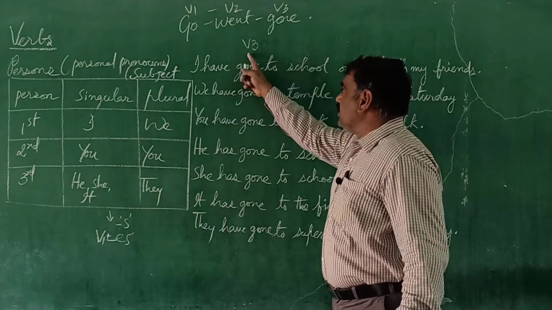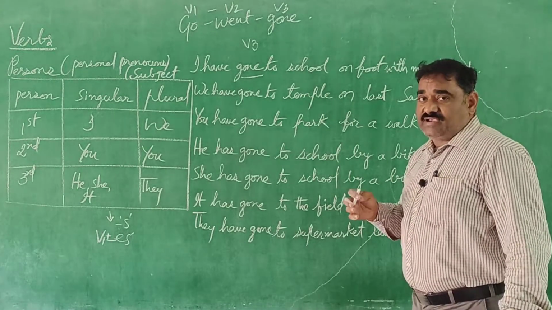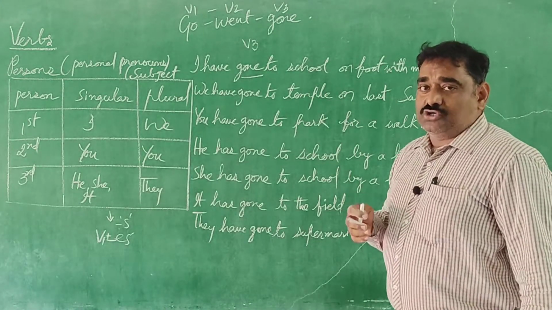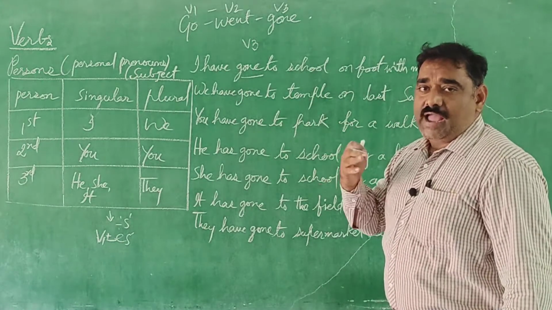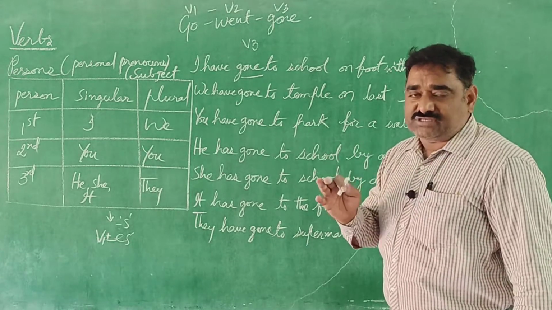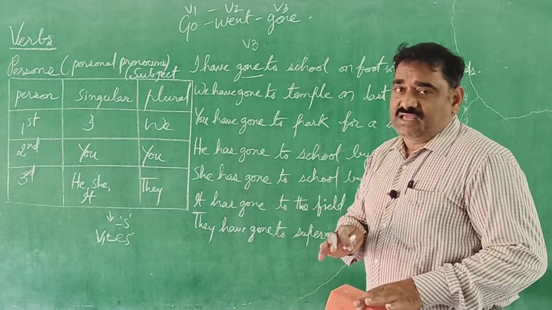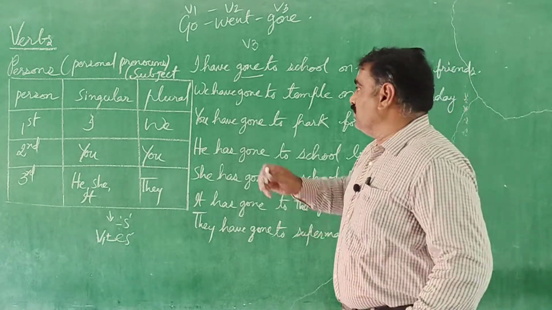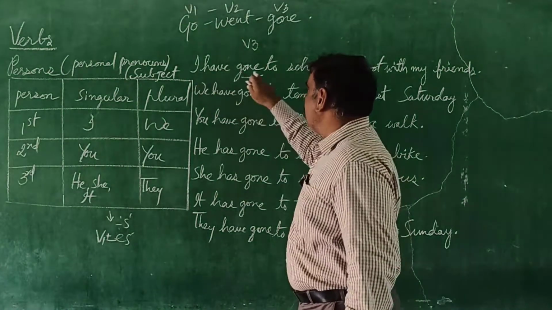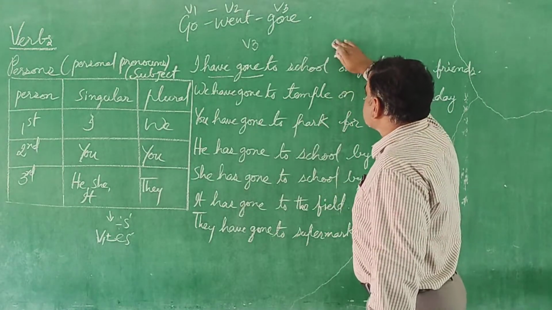A while ago we used V2. I went to school on foot with my friends. I went, simple past tense. I go, simple present tense. Not I gone. I go, I went are correct usages, whereas I gone is not correct usage. Here you need to use a helping verb or an auxiliary verb, that is have. I have gone. Now this sentence is in present perfect.